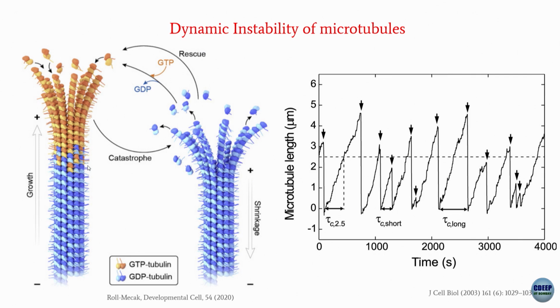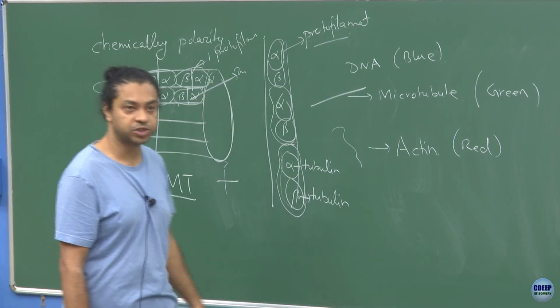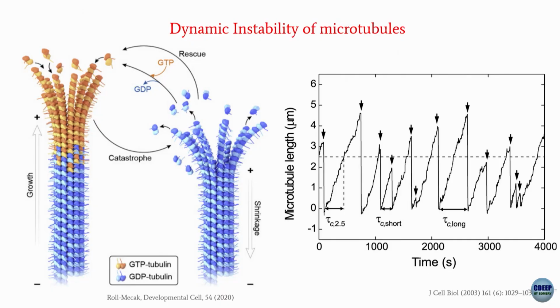One of the things to note is that the growth velocity is not the same as the shrinking velocity, right? Growth happens over time scales of many seconds, hundreds of seconds even. Shrinking typically happens over very few seconds. So, the shrinking events are very, very sharp. Once it transitions to this depolymerizing state, these subunits just fall off very quickly. So, the length of the microtubule shrinks very fast. This behavior is called the dynamic instability of microtubules, where microtubules grow and shrink.